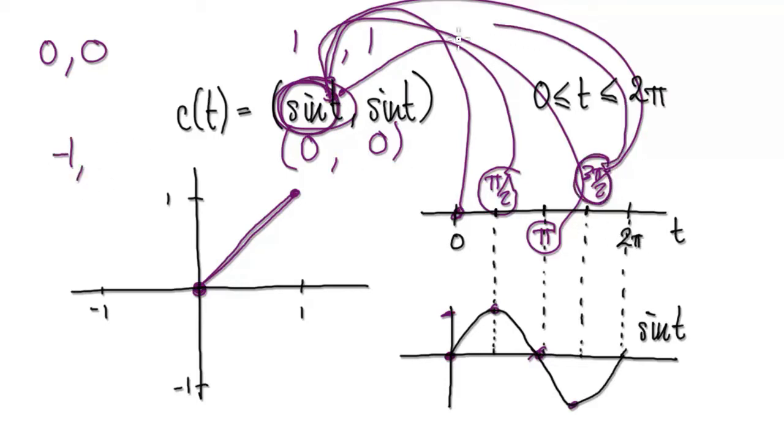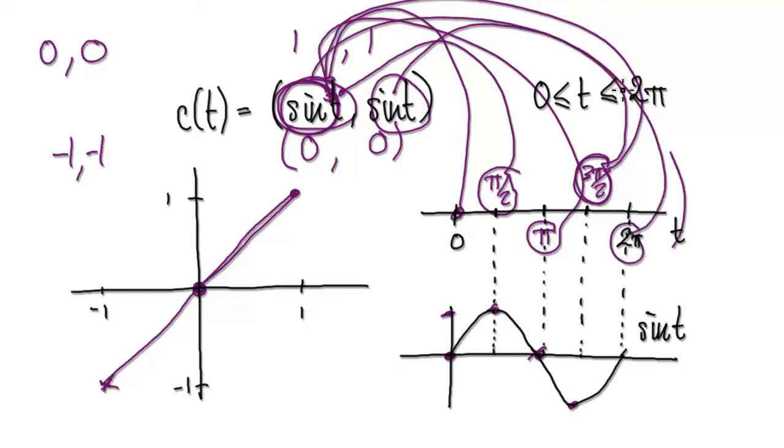3 pi over 2, put it into here. The y location will be negative 1, so it will be right here. So at time 3 pi over 2, it's going to be here, and then at 2 pi, put into here, the location will be back to 0, 0. So it's going to go back to here.